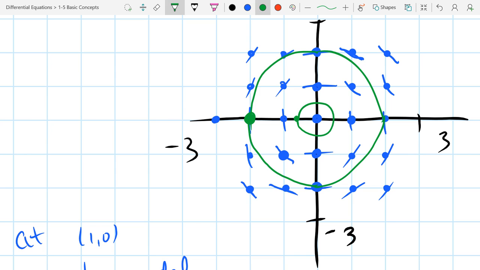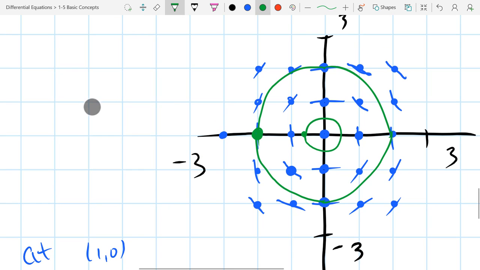Now, will they usually tell us the direction things would be flowing, or do we just come up with that on our own? You won't be able to tell which way they're going from the problem itself, or from the equation itself, I should say. There needs to be more information.